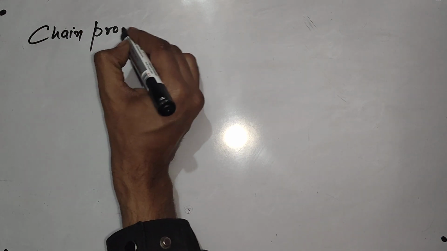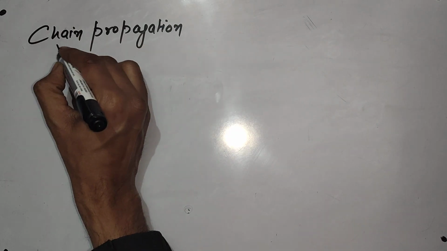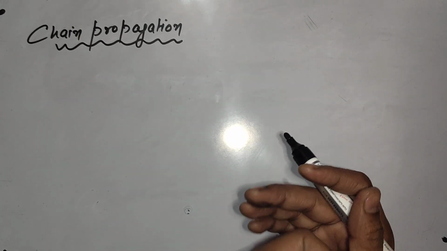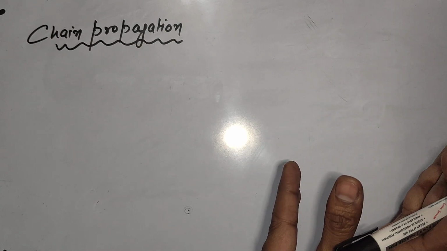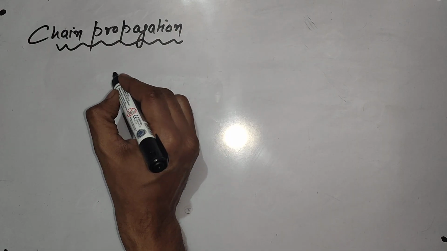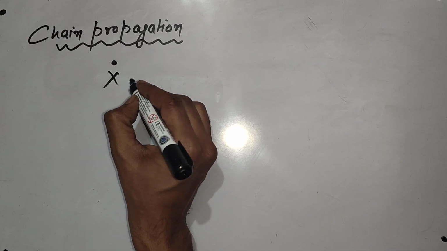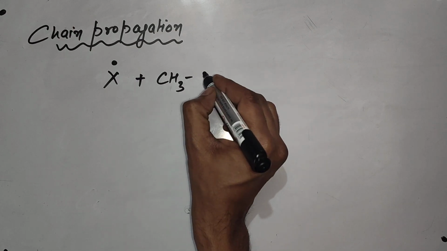Chain propagation. In chain propagation, we will understand those reactions in which the final products are generated. In chain initiation, one free radical, X, was generated, and now that free radical is going to react with an unsymmetrical alkene.